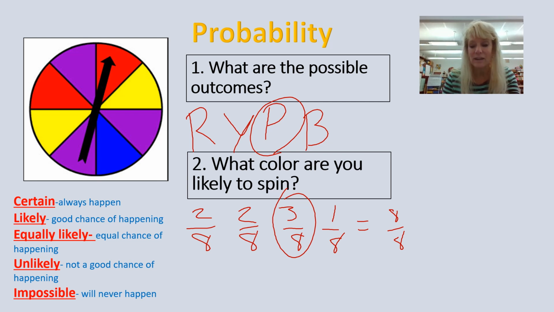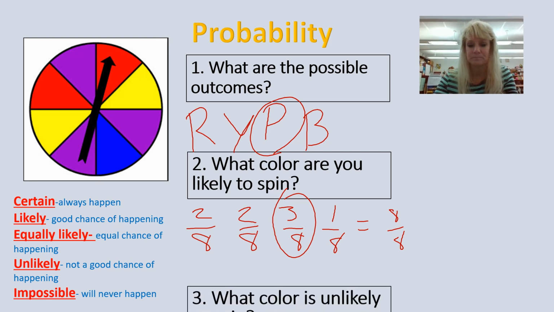At this point, I do not have anything that is equally likely, because I don't have a 50-50 percent here, half of my 8, because I have 3/8 of it being purple. So what color am I likely to spin? 3/8. That makes the 1/8 blue unlikely. That also makes the red and yellow also unlikely. I would say that the blue is least likely, but we would say that they're all unlikely.